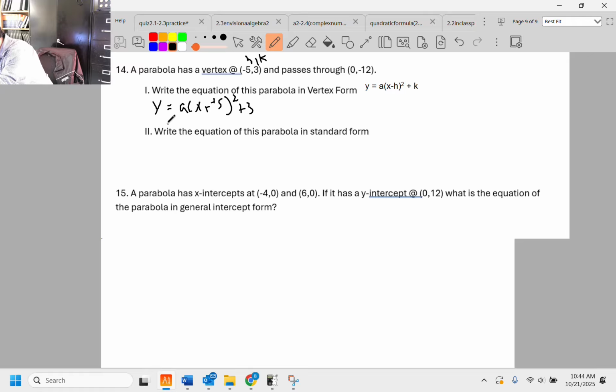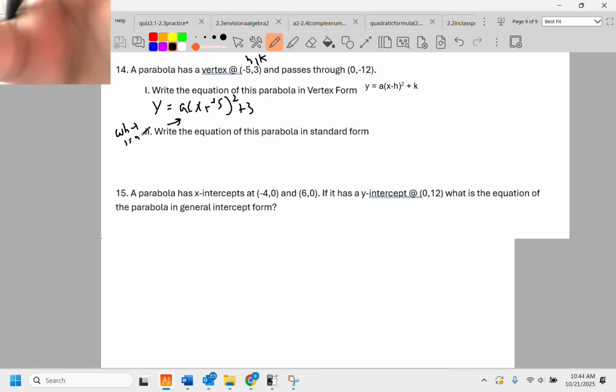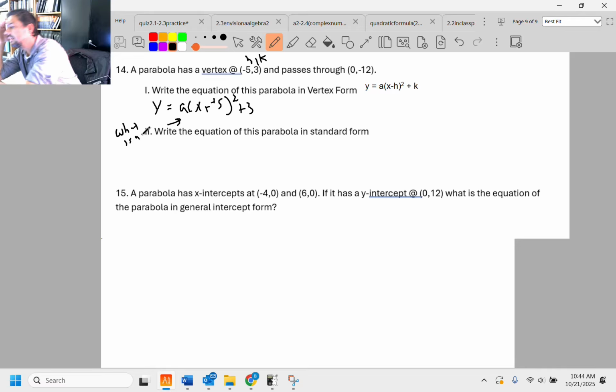So the problem is, what is a? I have to know what a is, or I don't have an actual equation. Well, that's where this point comes from. This gives you an x and a y, and this is something we've been doing. We've been plugging things in. -12 must equal a times (x is going to be 0, 0 plus 5) quantity squared, and then plus 3.